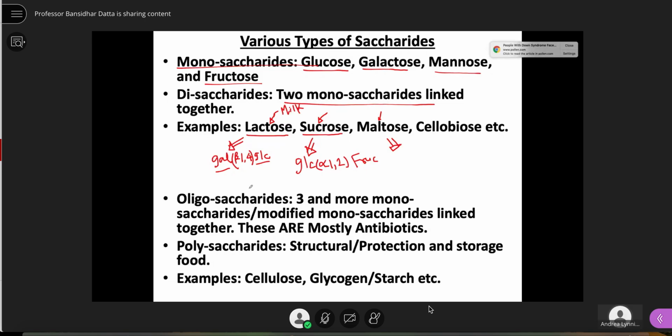Can you say that again? I didn't get it. Lactose is a disaccharide. Yes? It has two monosaccharides, one is galactose and one is glucose. And they're linked here, carbon number 1 of galactose and carbon number 4 of glucose. They're linked together.